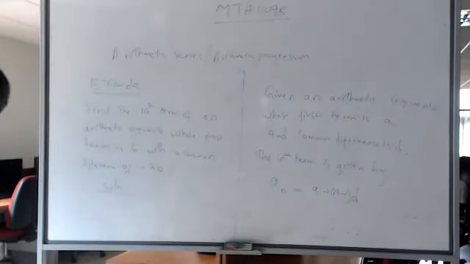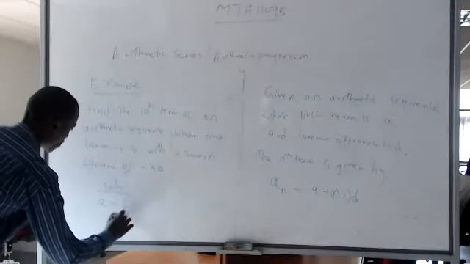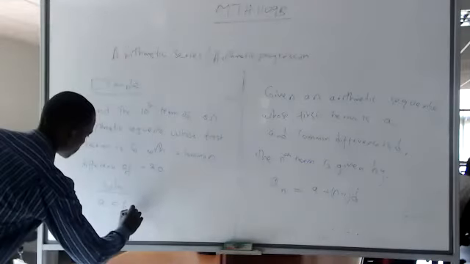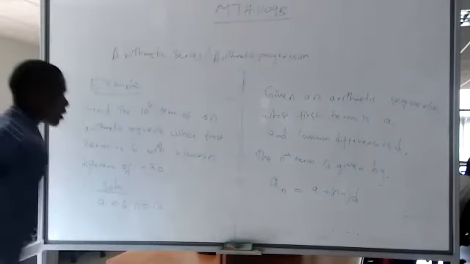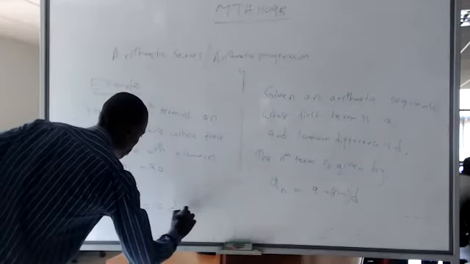So a is 6. What else do we need? We need n. What is n? n is 10. How about d? d is -20.